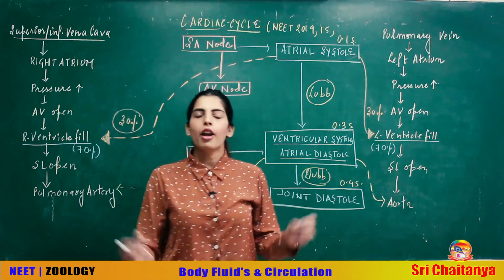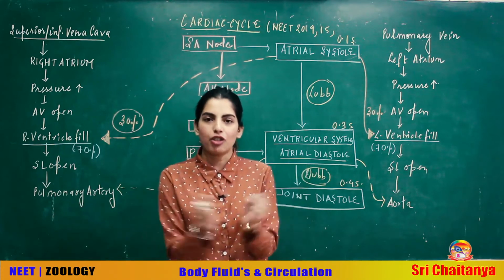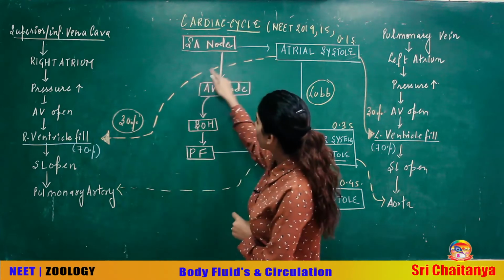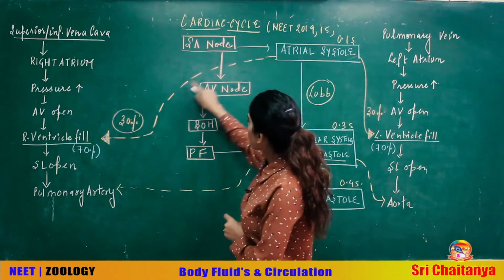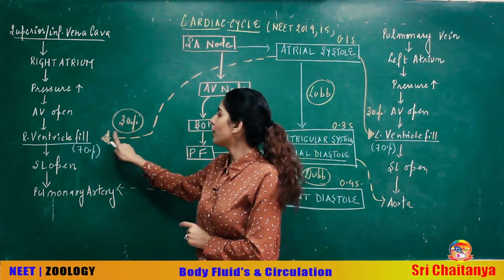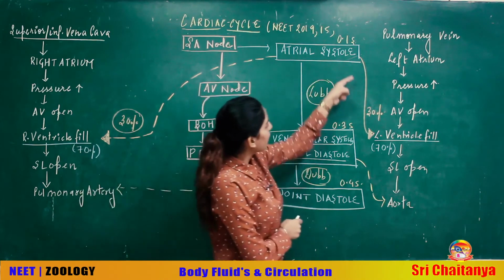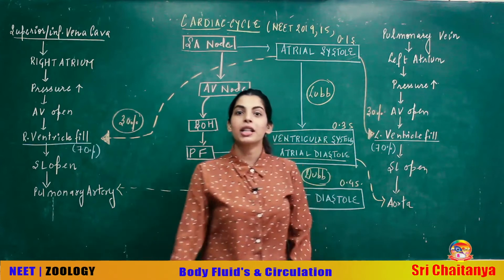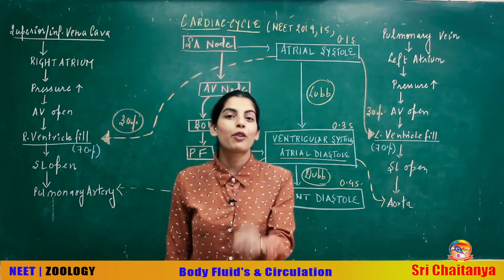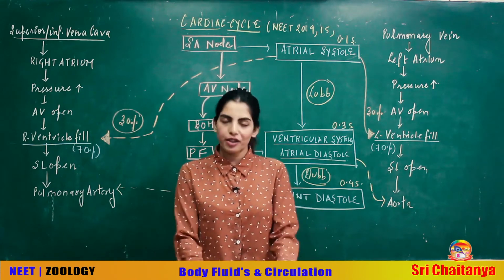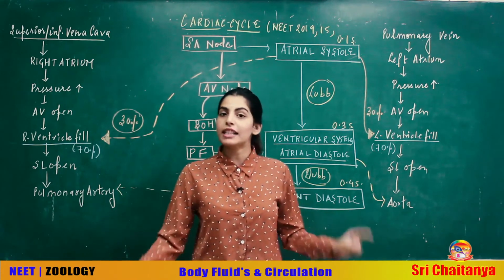And surely when your atria is contracting, atrial systole is taking place. What is happening? See, I have made this dotted arrow. When atrial systole is taking place, the remaining 30% filling on this side of the ventricle, right ventricle, and the remaining 30% of the filling on this side of the ventricle is completed. So because of atrial systole, 30% last filling of the ventricles is taking place on both these sides.